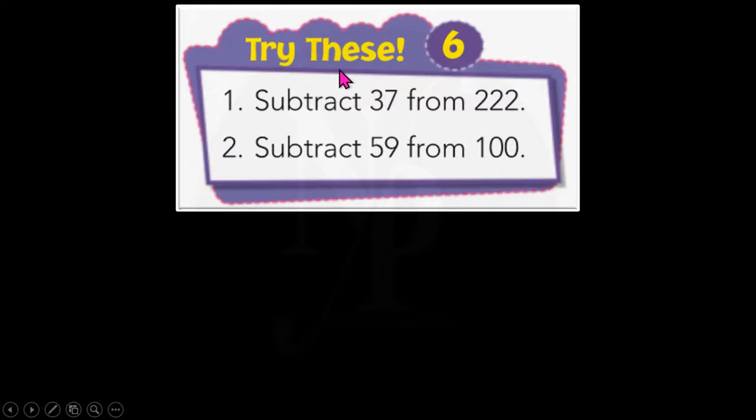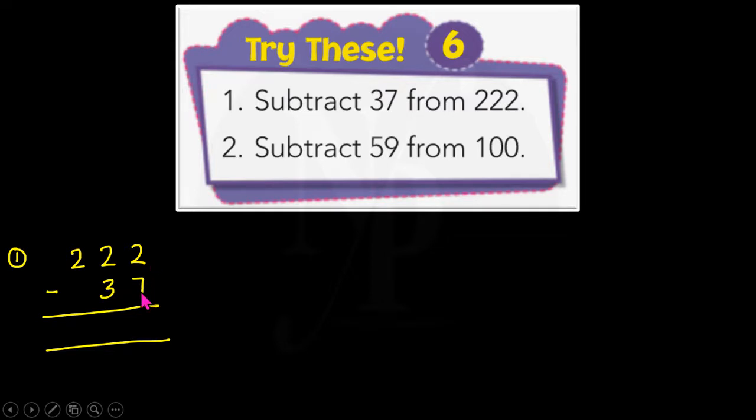Try these. Number 6. We have two questions here. Subtract 37 from 222. Let us subtract and find the difference now. So here we have written down question number 1 vertically, one below the other, appropriately for subtraction. So 222 minus 37. Let us subtract now, starting from the ones column.